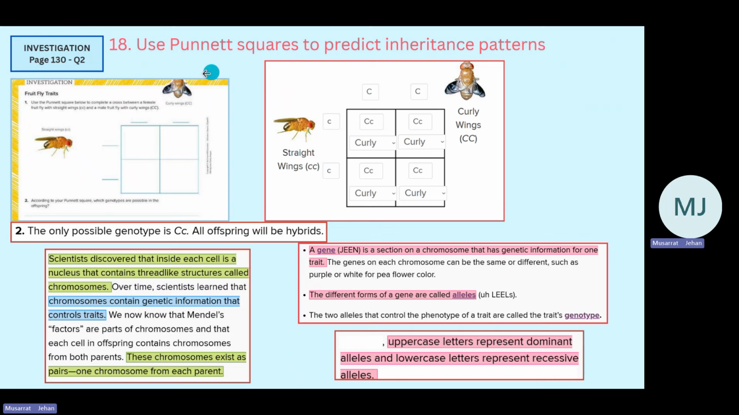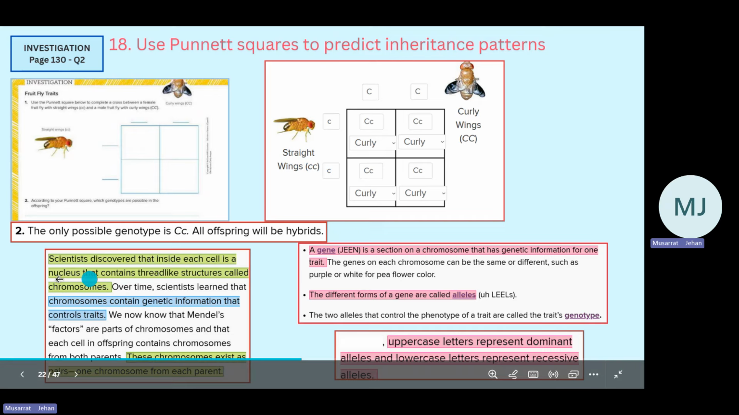Now we come to the next question about inheritance, page number 130. Question number 2, Punnett square. Whenever we are making the Punnett square, there are 4 squares. Here firstly, you should know what is a genotype and a phenotype. Phenotype is how you see the trait of any organism, like straight wings. But when you're mentioning small c, or capital C, this is the genotype, because you're talking about the genes. You're talking about the alleles of that trait, right?